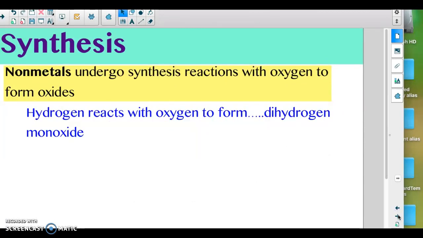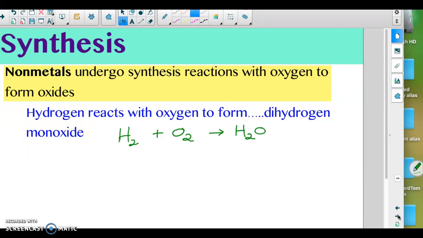Another type of synthesis reaction is a nonmetal reacting with oxygen to form a nonmetal oxide. So, for example, hydrogen is a nonmetal, and it's diatomic, so it's going to be H2 plus oxygen will form dihydrogen monoxide, which is water. Balancing, you can see that we have 2 oxygens, so I would put a 2 in front. Now I have 4 hydrogens, so I would put a 2 here.